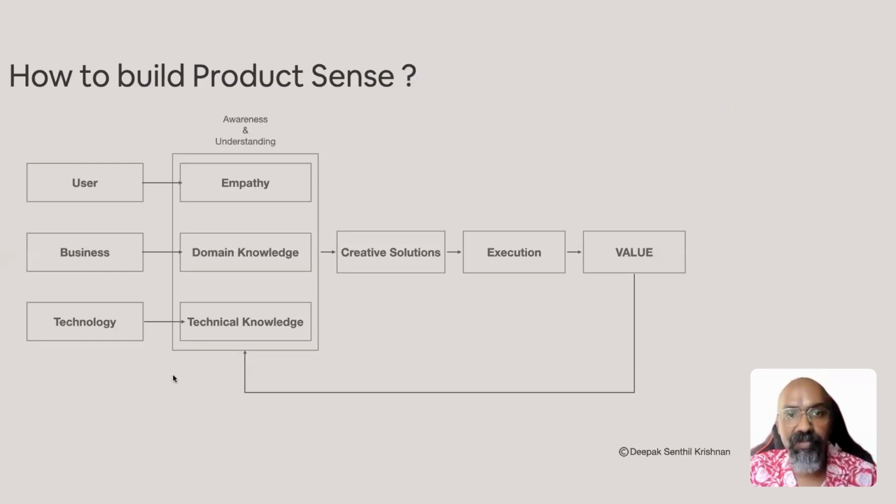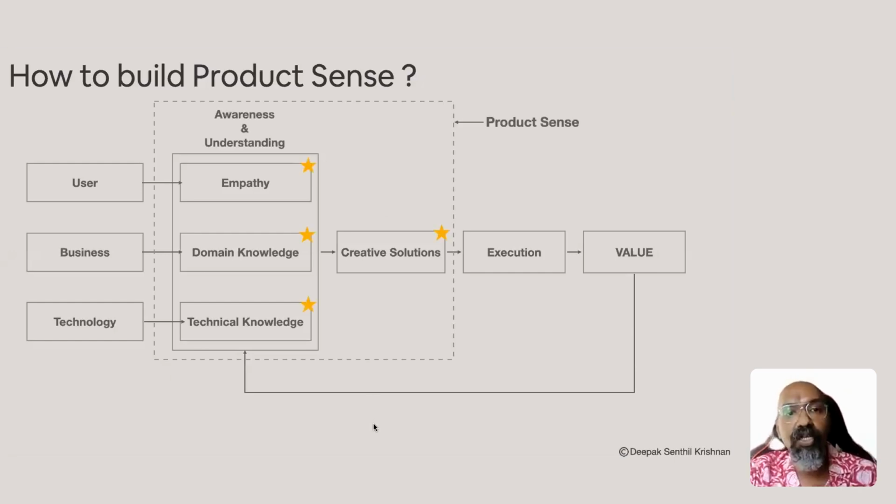meaningful product solutions, right? You combine all of this, your empathy, your domain understanding, your technical know-how of how to build products, to then come up with creative solutions, right? You then translate that to execution, which then finally goes on to delivering value. Now, in the realm of product sense, what we're going to focus on is these four elements, right? The ability to have empathy, domain knowledge, technical knowledge, as well as coming up with creative solutions. These four are your building blocks of product sense, right?